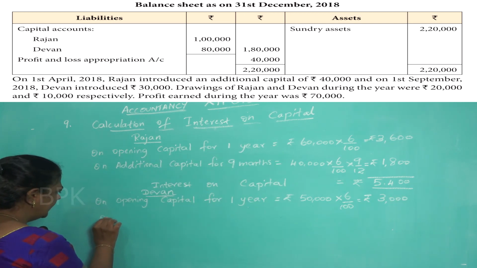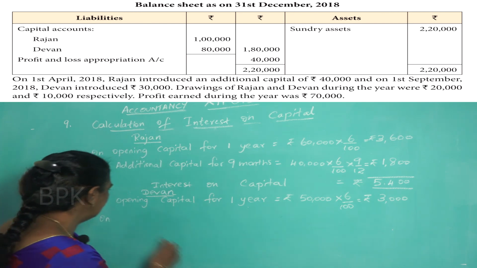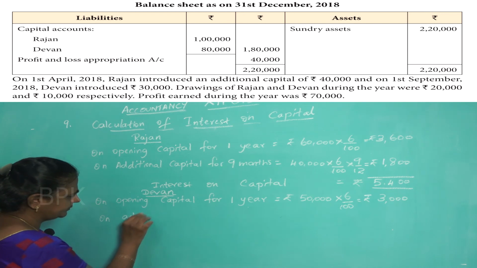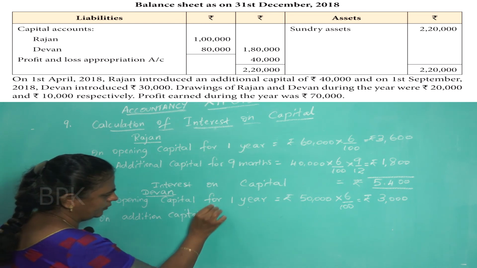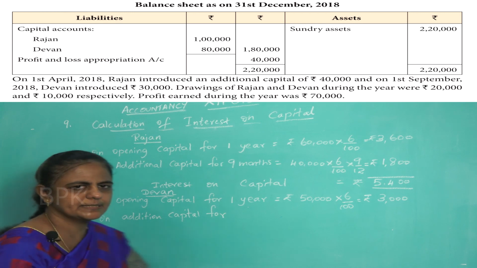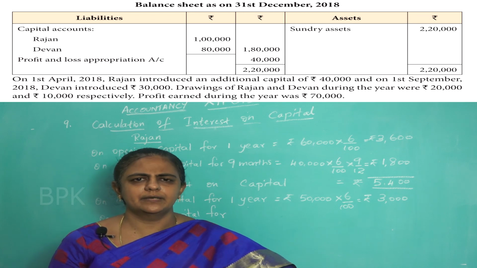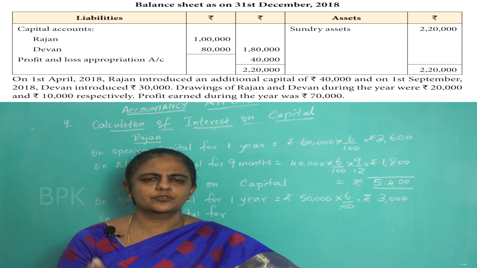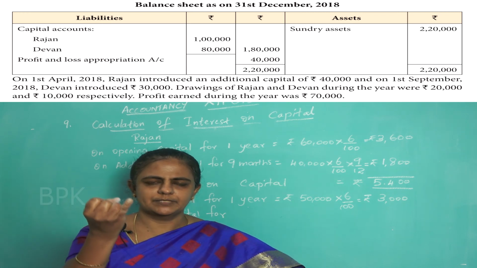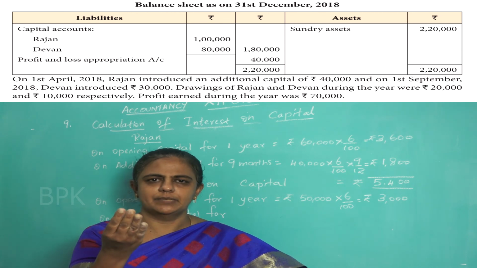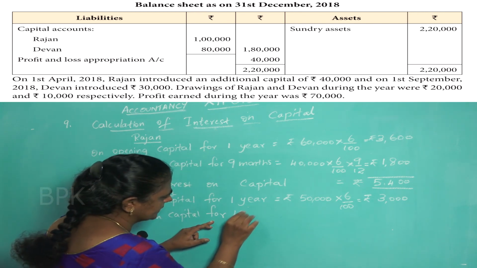Now he is introducing additional capital also. Day 1 is introducing additional capital also on additional capital. For how many months? When he is introducing? He is introducing on 1st September. See the question, 1st September. So when the accounting period is closing, it is closing on 31st December. That is what given in your balance sheet. Okay. So September, October, November, December. How many months? 4 months. So this additional capital for how many months? 4 months.